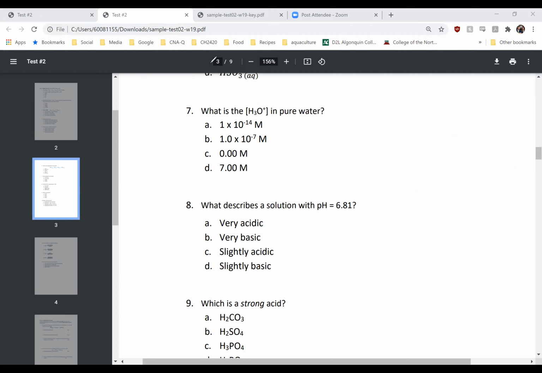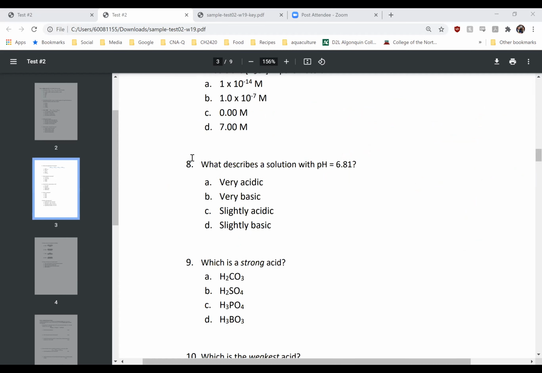Number 8, beautiful question, pretty simple. These are the type of questions that are kind of tricky though, because this is again another question about words. What describes a solution with pH of 6.8? And you really have to know the difference in English between very and slightly.